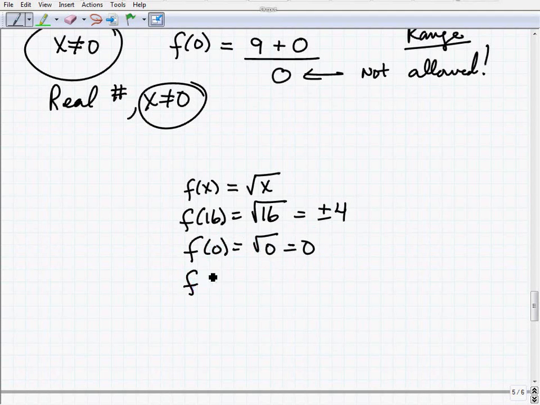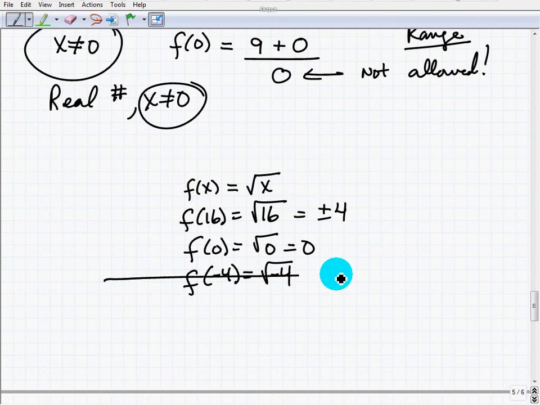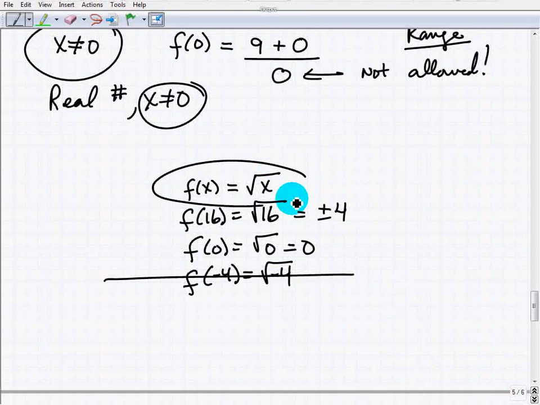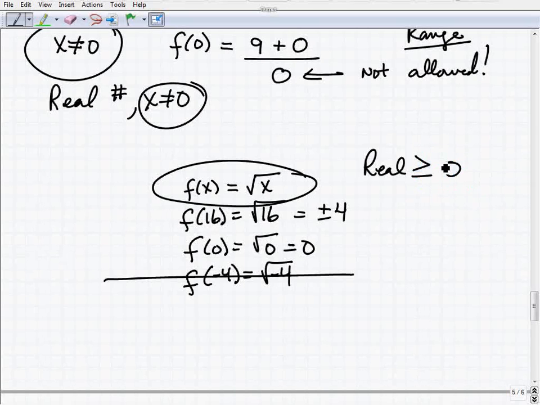Well, f of negative 4, or any negative number, will cause you a problem. I challenge you to get your calculator and try to take the square root of a negative number. You're going to get an error. In the real number system, there is no such thing. It's undefined to take the square root of a negative number. This is not allowed. So the domain for this particular function would be what? You can have any real number you like, but it's got to be greater than or equal to 0. So that's how we would define the domain.